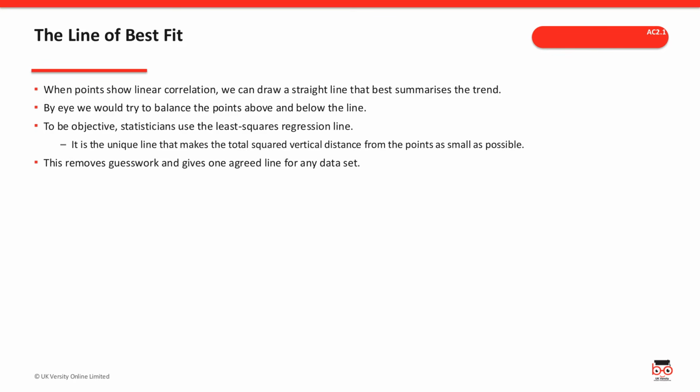Once the scatter shows a linear trend, we can draw a straight line that captures it. By eye, you'd try to balance the dots above and below, but that's subjective. Ask 3 people, and you'll get 3 lines. So statisticians use the least squares regression line, the one unique line that makes the total squared vertical distance from the points as small as possible. That takes the guesswork out and gives everyone the same agreed line.